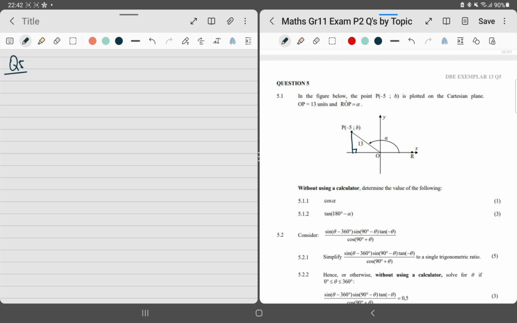So the first thing we're going to do, we'll say x squared plus y squared is equal to r squared. And then our x is -5 squared, our y is b squared, is equal to 13 squared. Therefore b is equal to, so it is equal to 12.